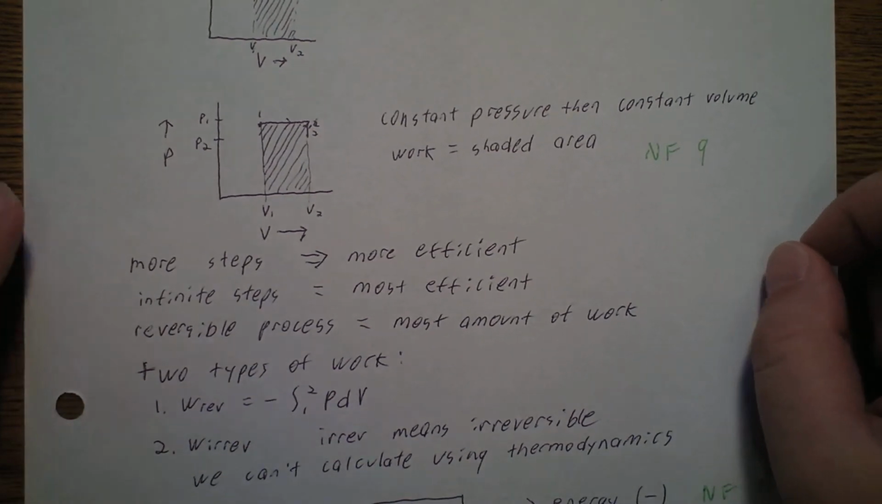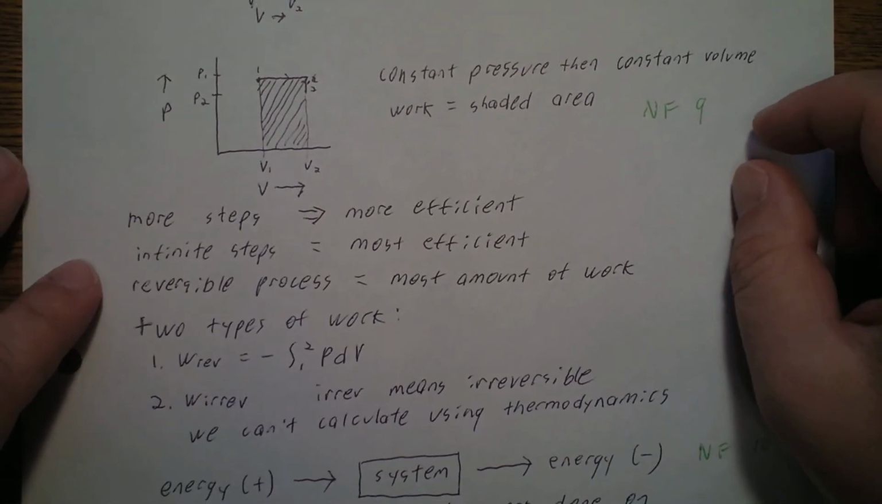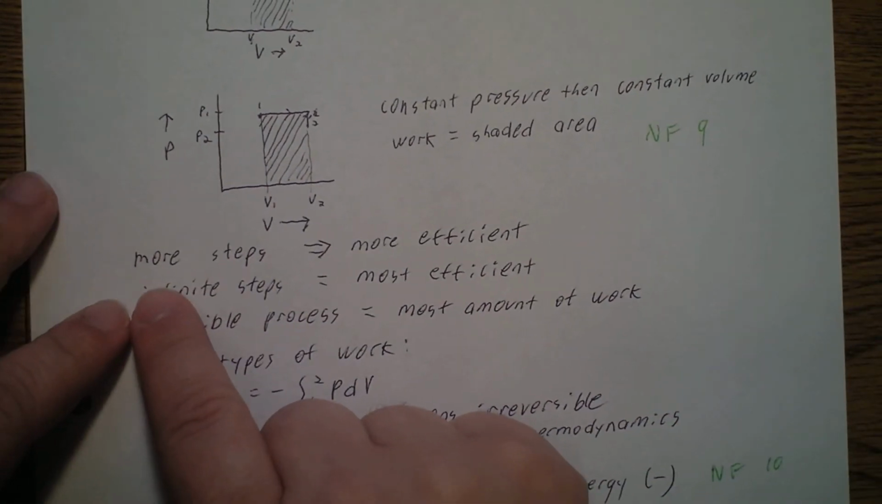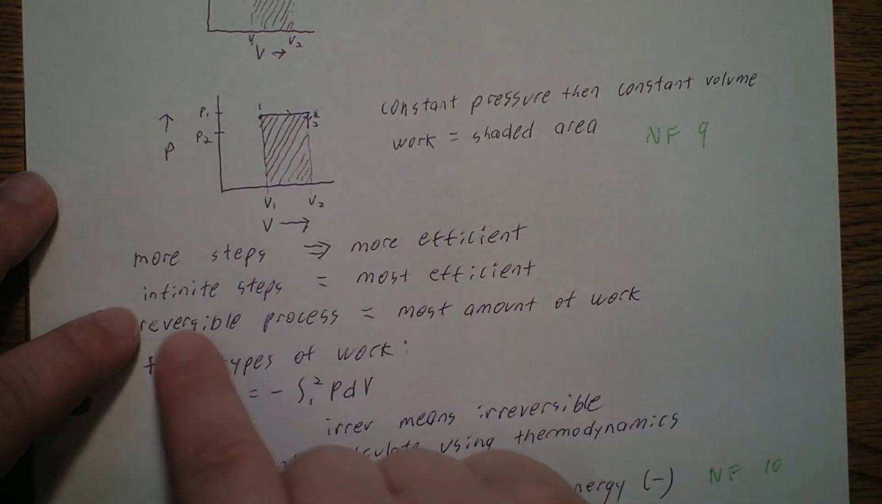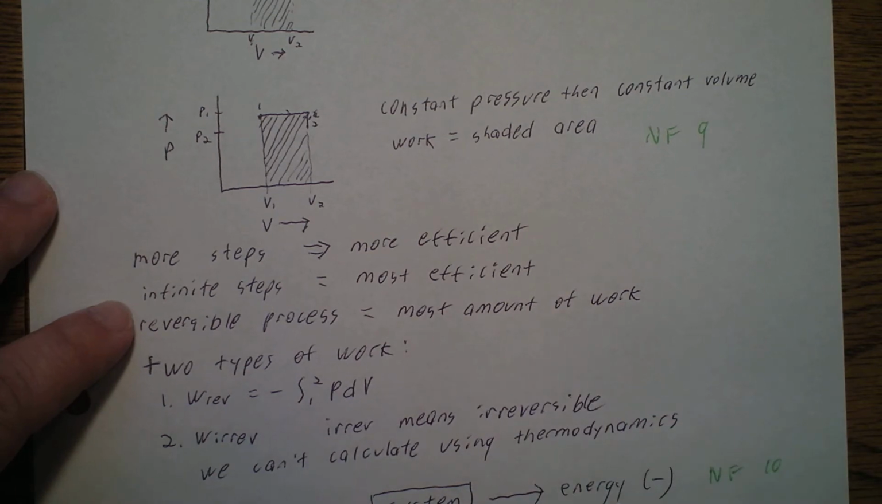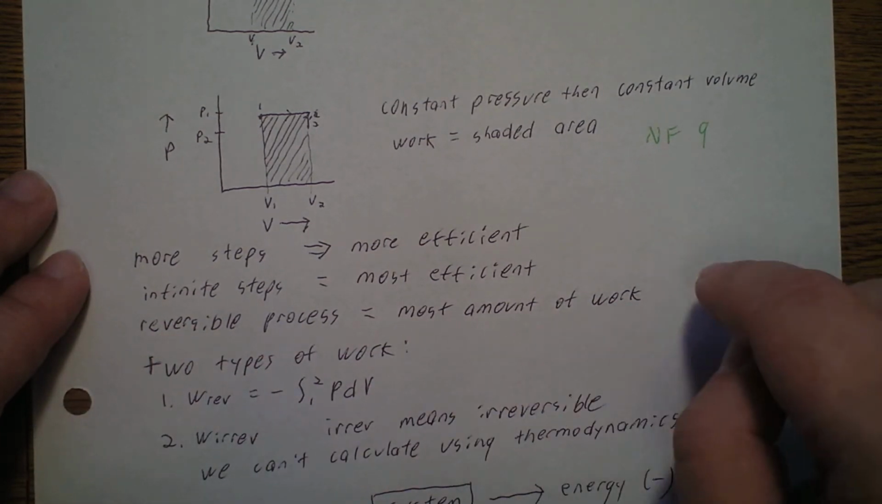We got away with initial and final before because it was a one particle system. That was a little bit different. Now we're talking about gases. So when we have more steps, we get more efficient. This doesn't really show it yet, but if we have infinite steps, it's the most efficient. That's why with a reversible process, we get the most amount of work.